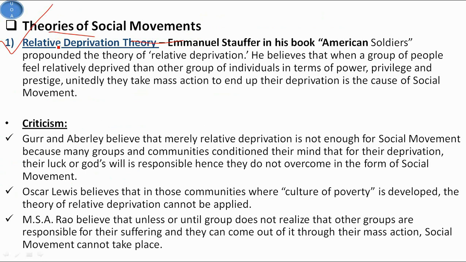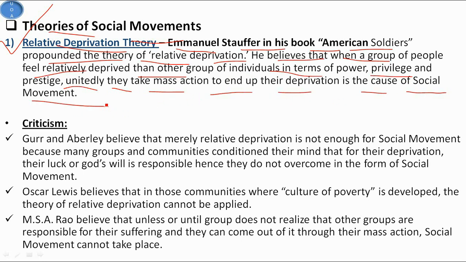The first theory is the relative deprivation theory. Samuel Stouffer, in his book The American Soldier, propounded the theory of relative deprivation. He believes that when a group of people feel relatively deprived than another group in terms of power, privilege and prestige, they unitedly take mass action to end their deprivation, and it is the cause of social movement.